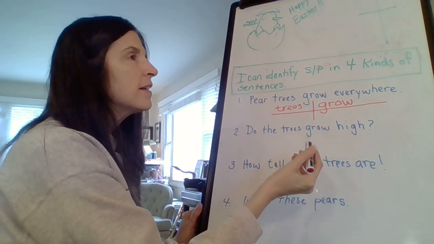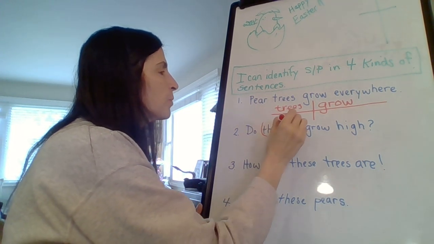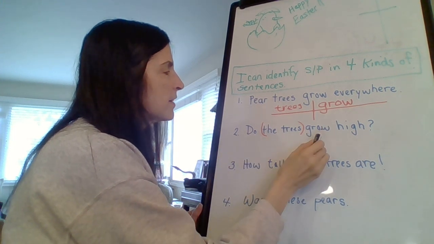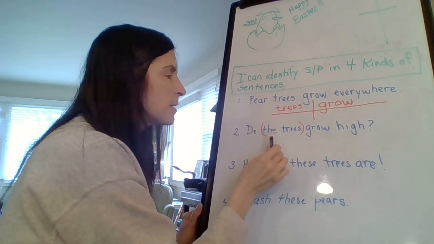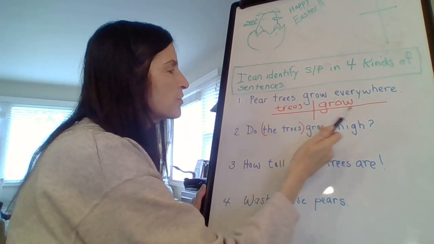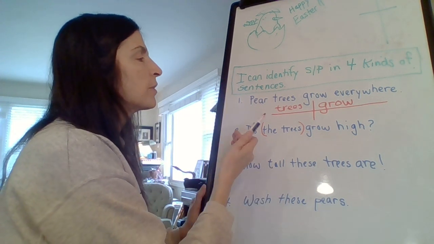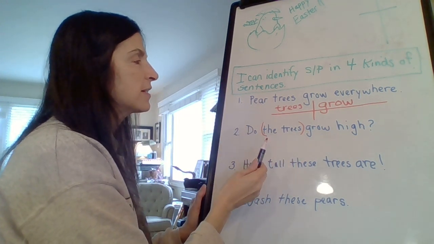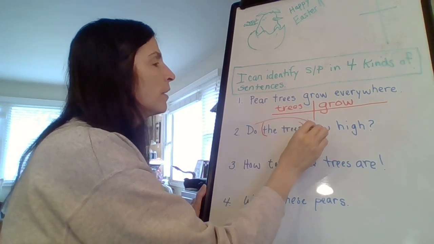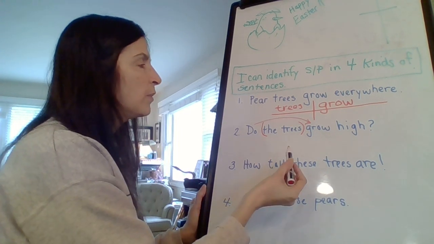So in this type, you really have to look in between the helping verb and the main verb because the subject is typically sandwiched in between the two. So when you read it, do the trees grow high? One way to figure it out is to turn it into a declarative sentence. So in order to do that, you write the trees do grow high. And that's how you can make it more evident of what the subject is.